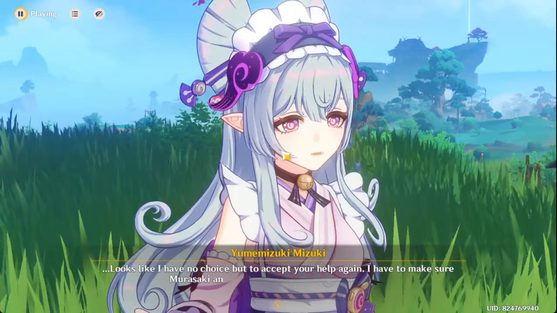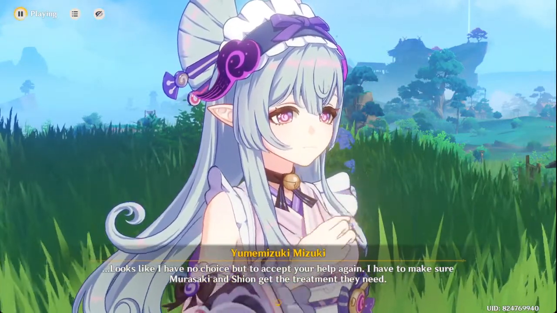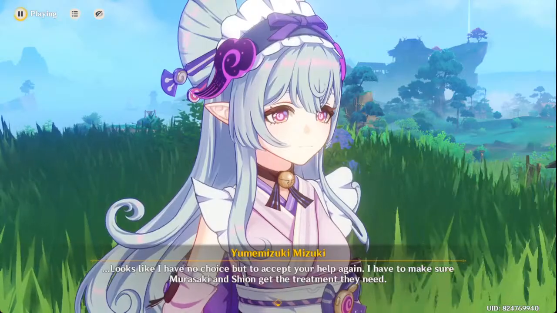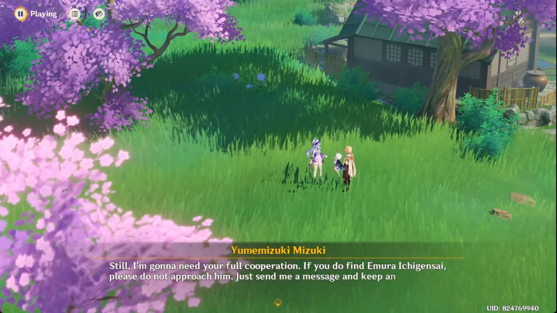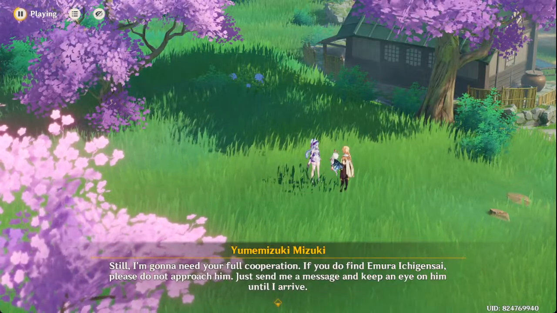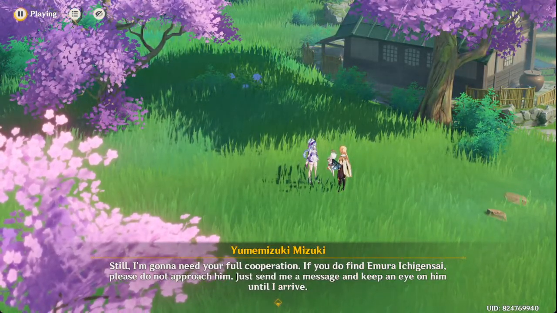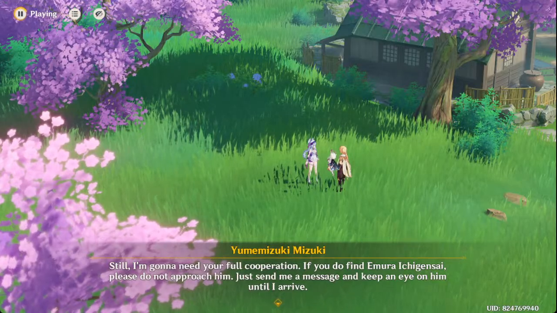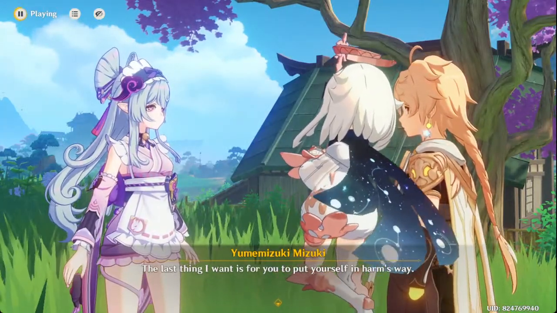Looks like I have no choice but to accept your help again. I have to make sure Murasaki and Shion get the treatment they need. Still, I'm gonna need your full cooperation. If you do find Amura Ichigensai, please do not approach him. Just send me a message and keep an eye on him until I arrive. The last thing I want is for you to put yourself in harm's way.